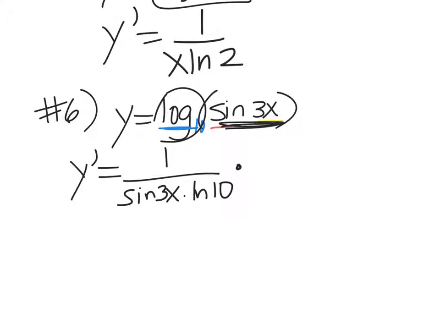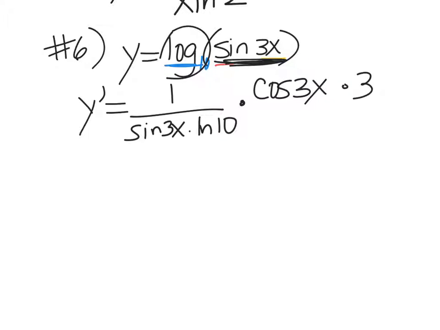Okay, here we go. Now, all we did so far was just take the derivative of the log part. Now we have to take the derivative of sine of 3x. So times cosine of 3x. And then finally, what's my last step? Times 3. Okay, let's put this all together.